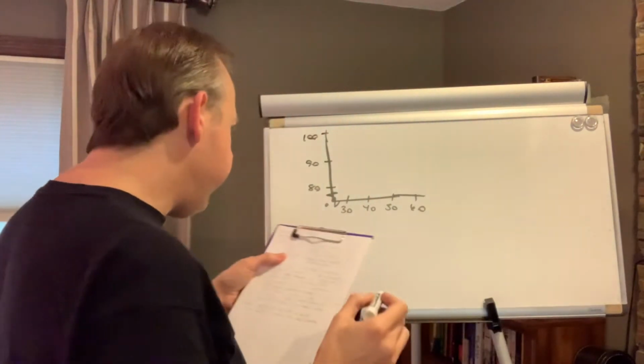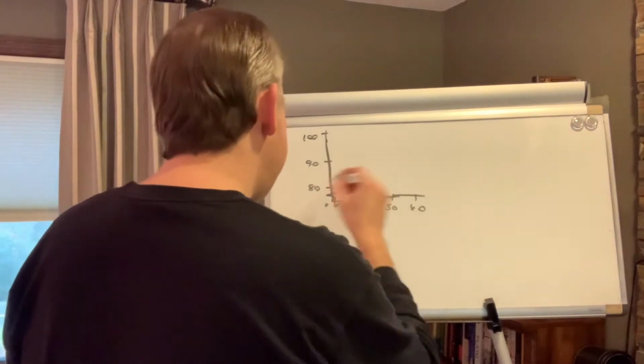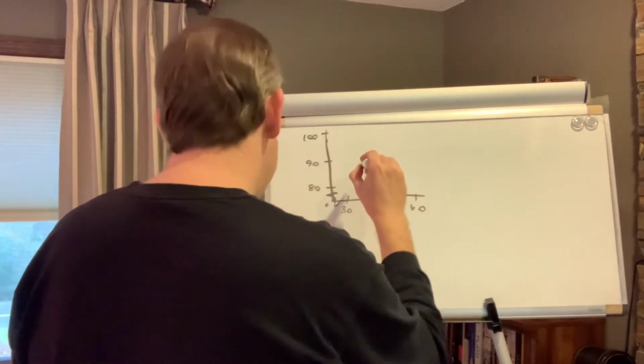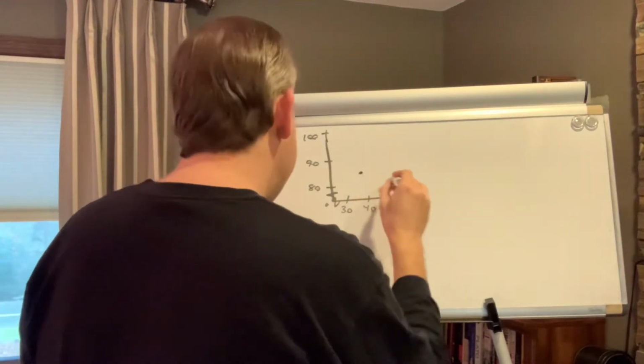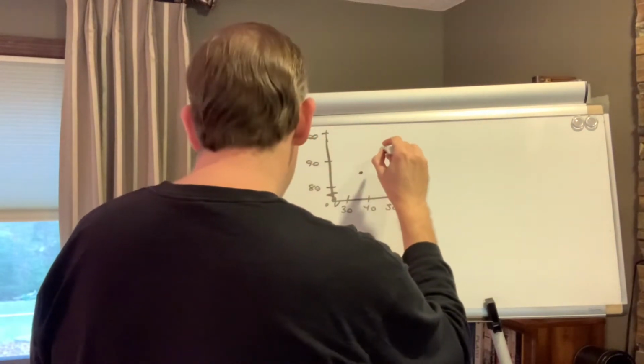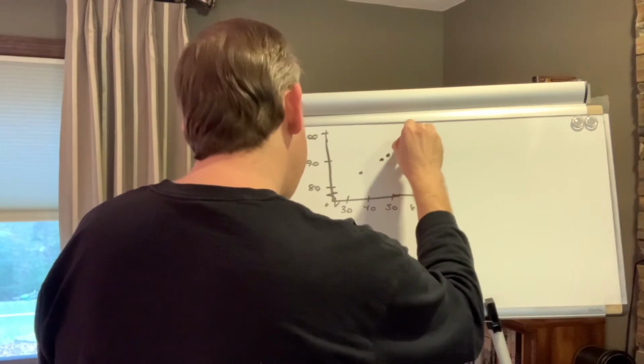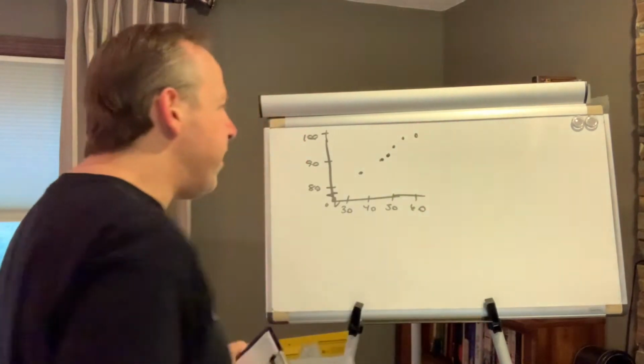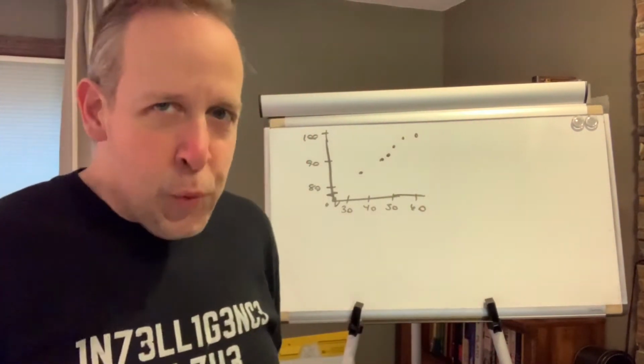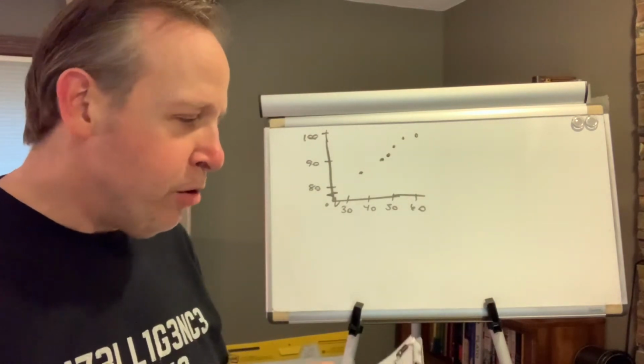So the first point's 36 and 86, give or take, so it's over there. Then we got like a 48 and 90, so around over there. And then it just starts to climb up a little bit. And then we get over here. So more or less, that's a quick sketch of what the scatter plot might look like.